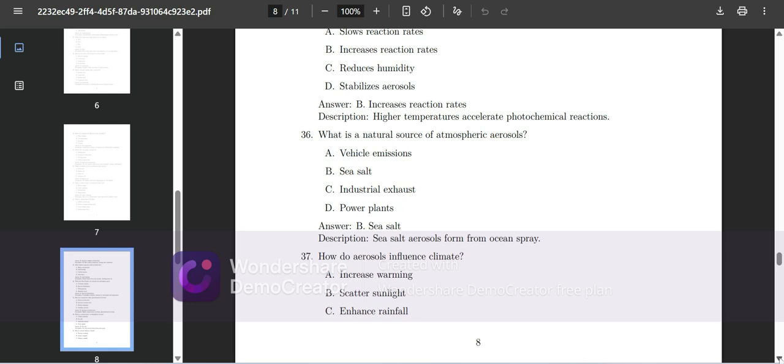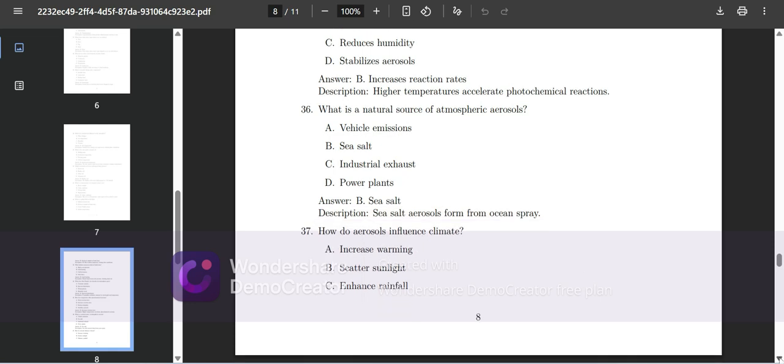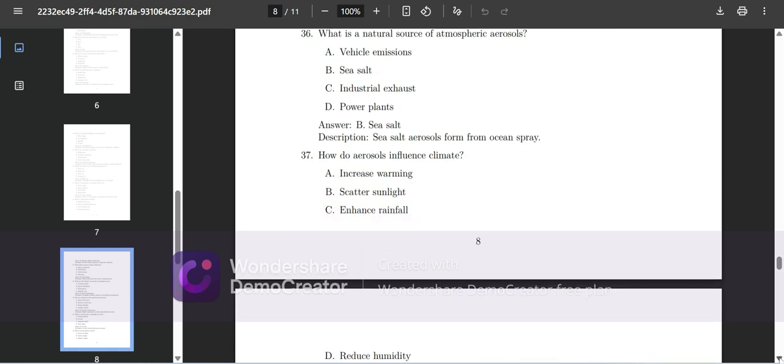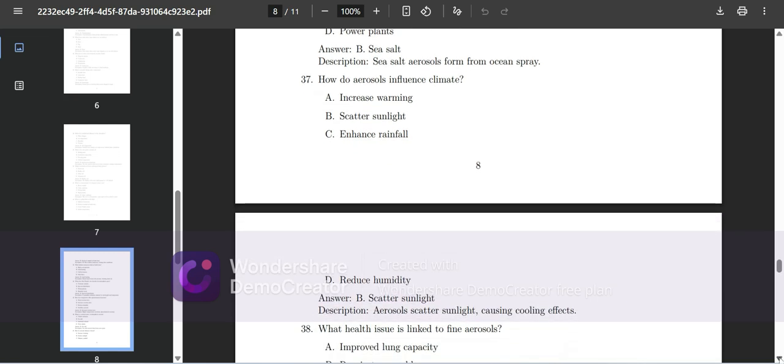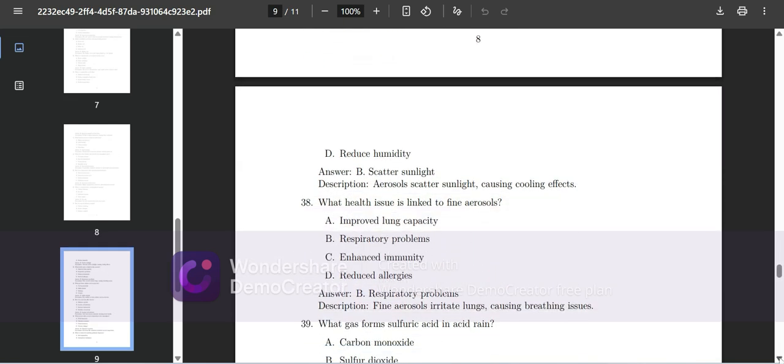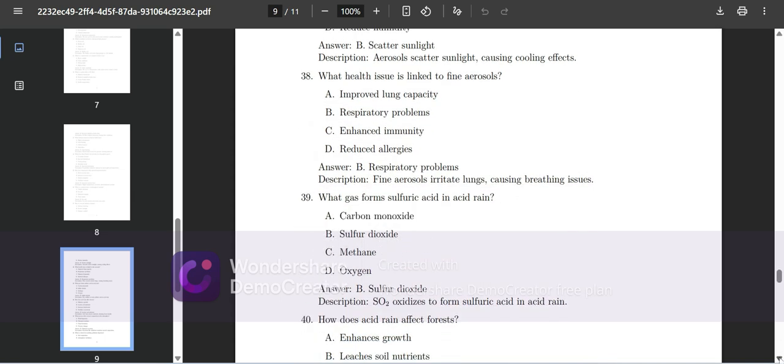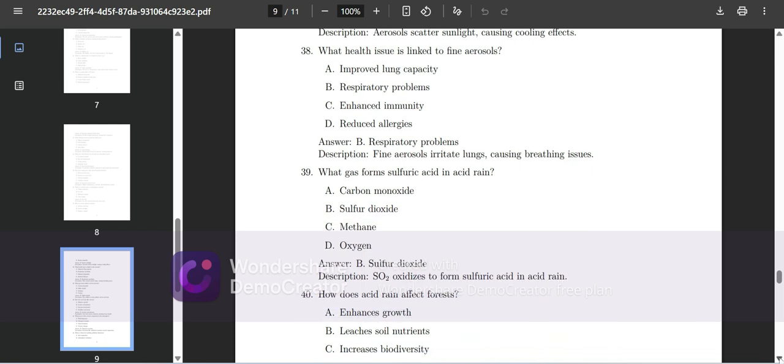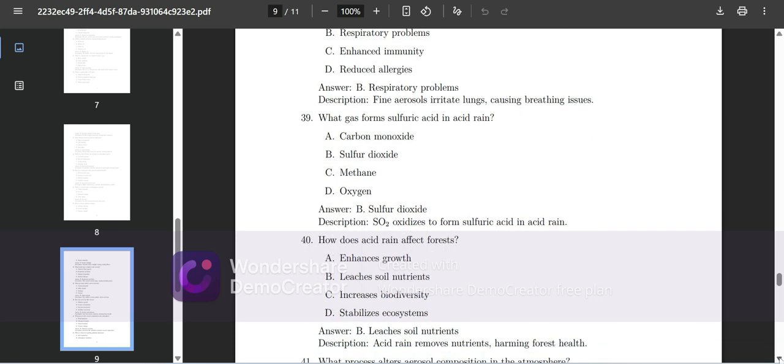What is a natural source of atmospheric aerosols? Sea salt. Sea salt aerosols from ocean spray. How do aerosols influence climate? Scatter sunlight. Aerosols scatter sunlight causing cooling effects. What health issue is linked to fine aerosols? Respiratory problems. Fine aerosols irritate lungs causing breathing issues.